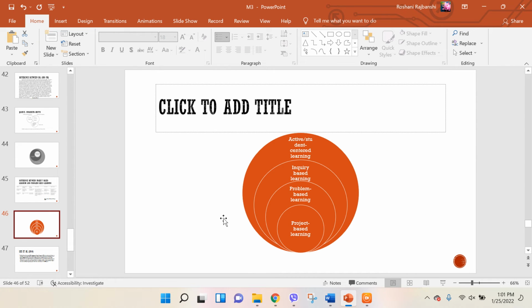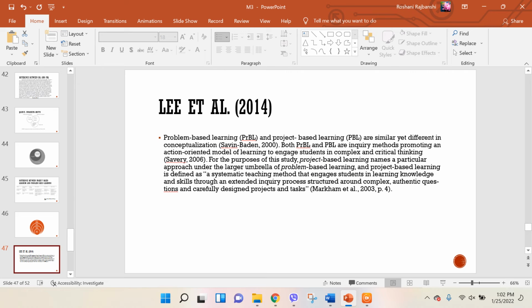So while talking about project-based learning, inquiry-based learning and problem-based learning, I see it like this: project-based learning is included in problem-based learning, which again can be included in inquiry-based learning, which can be included in active or student-centered learning. So inside this we have this, and inside this we have this, and inside this we have this. Okay. So problem-based learning and project-based learning are similar yet different in conceptualization.